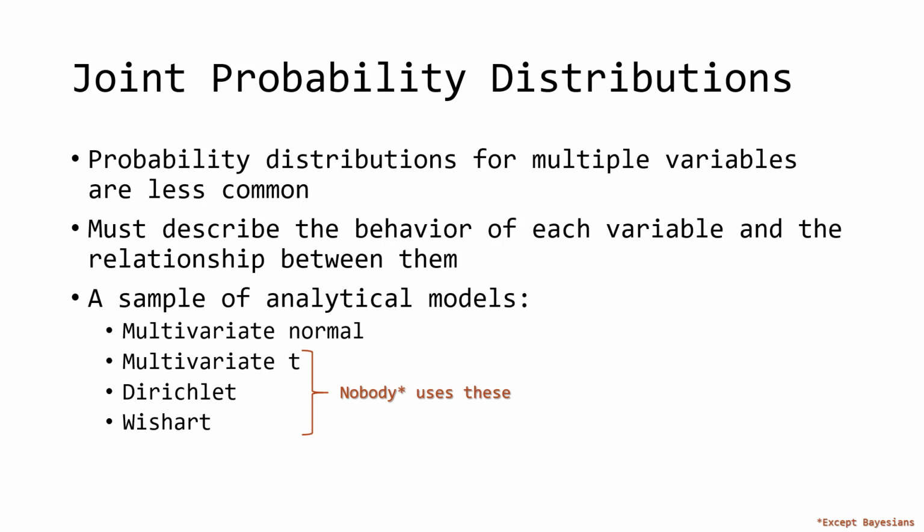At the bottom is a sample of analytical multivariate models. The first is the multivariate normal, which is by far the most commonly used and easiest to apply. The remainder, including multivariate T, Dirichlet, and Wishart, are very rarely used except in Bayesian statistics.